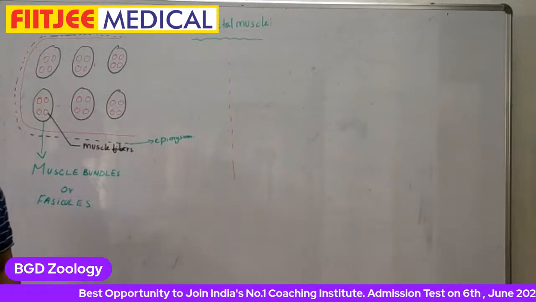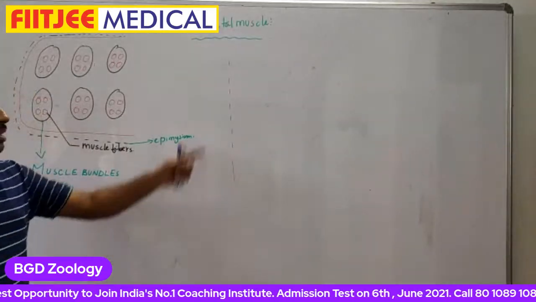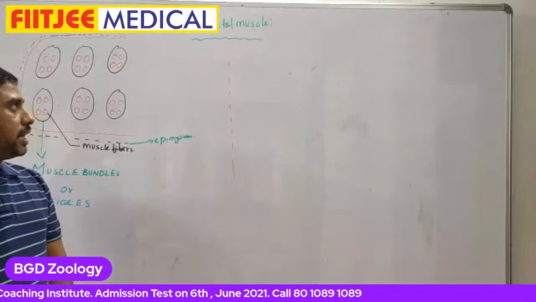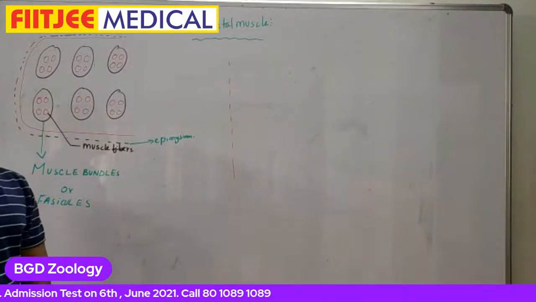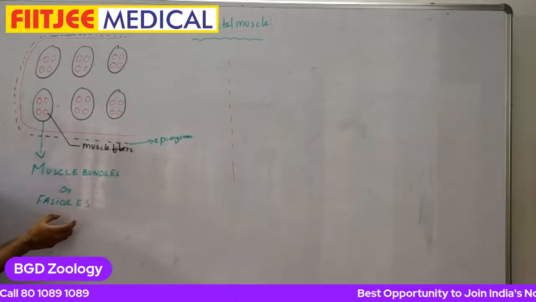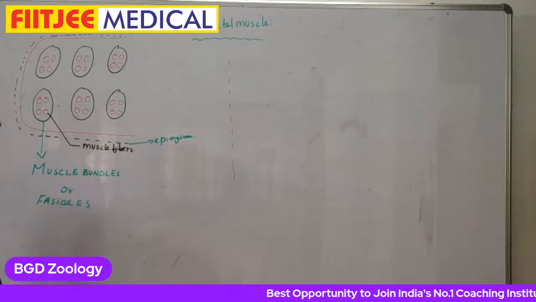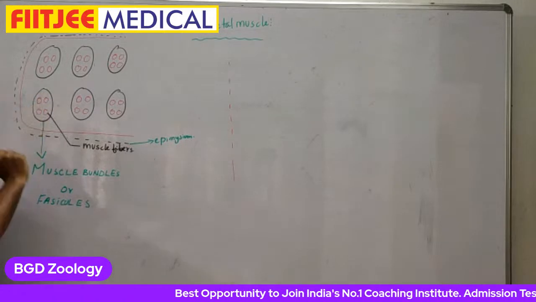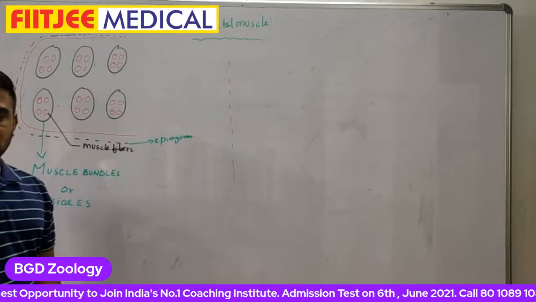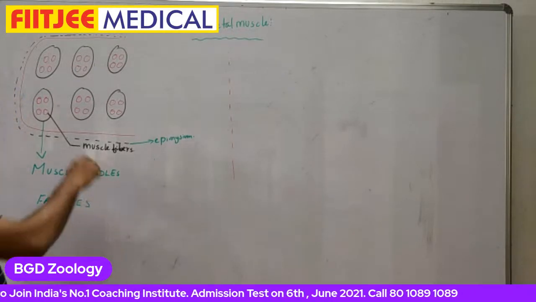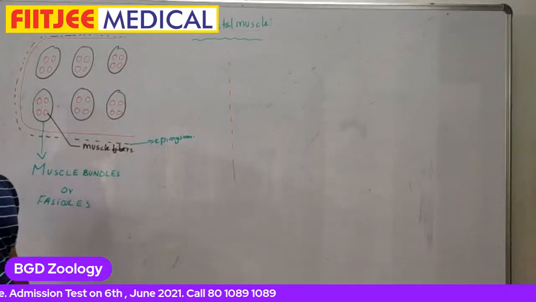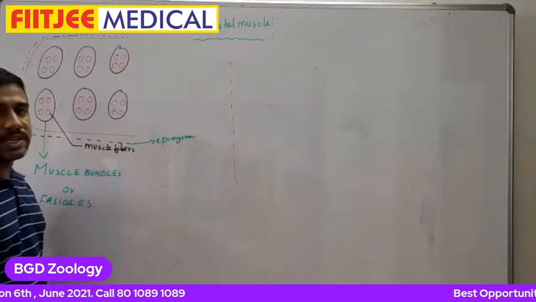So we can restart. The skeletal muscles contain a lot of muscle bundles. Muscle bundles can also be called fascicles. So inside the muscle bundles, you can see the muscle fibers. And you can see these muscles will be covered by a covering. It's called epimysium.